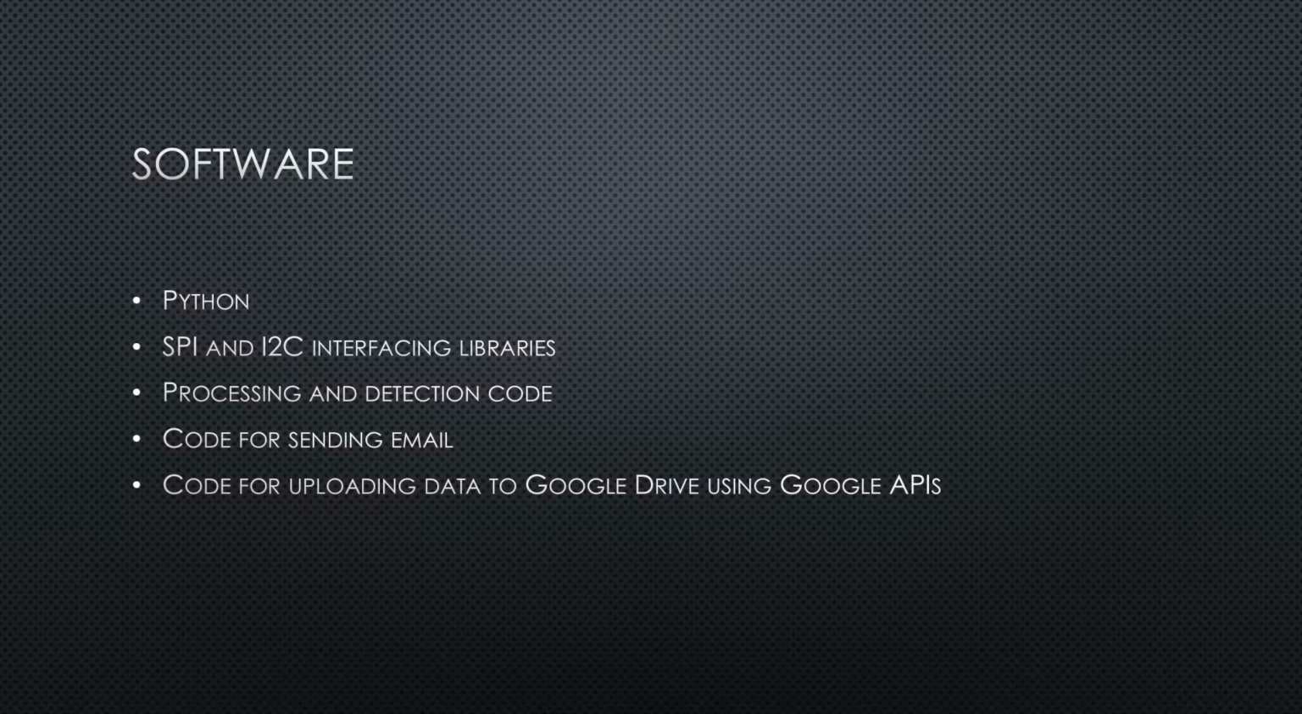The next part is to process and detect the leak. To do this, we need to calculate the FFT, for which we need the SciPy library of Python. The email code utilizes the smtplib Python library, and for uploading the data to Google Drive, a mechanism was found on the internet for uploading videos using Google APIs. This code was completely understood and modified to upload text files rather than video files.